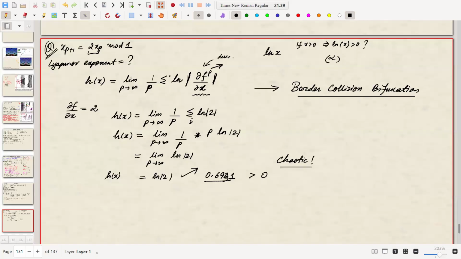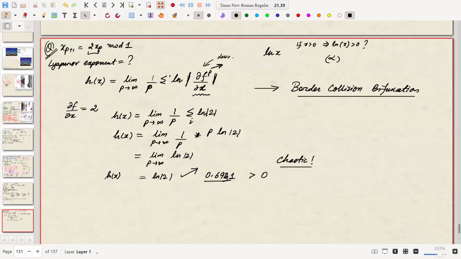Yes, the moment when the function reaches 1, it will be discontinuous, right? Because when it reaches 1 mod 1, it is forced down to 0. Otherwise, it is just increasing along its path. But the moment it touches 1 mod 1, it forces back to 0. So when the map touches 1, can you tell me?